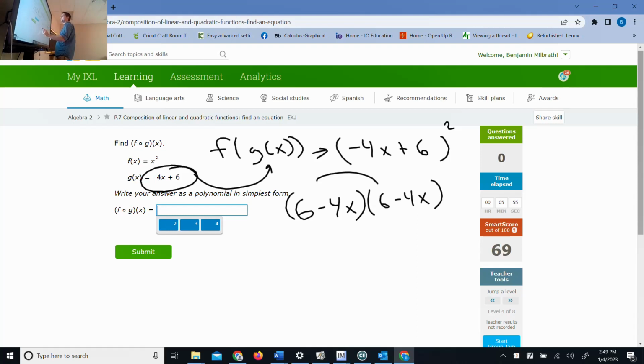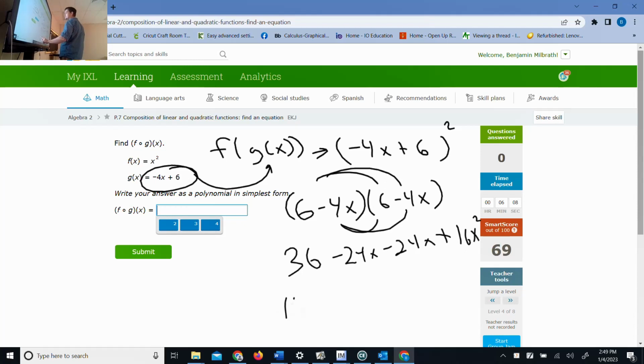But if I FOIL, I got a 36. Take away a 24x, take away another 24x, and then plus, because a negative times a negative, 16x to the second. Rewrite in STD form, standard form, 16x squared, take away 48x plus 36. And that's that one. Bump it up a notch. Level 5.